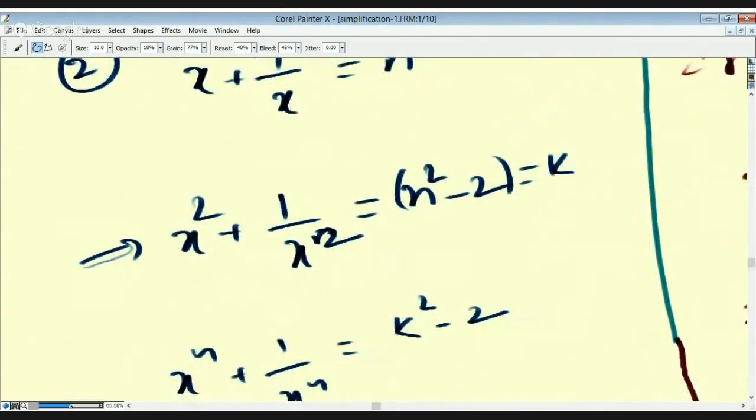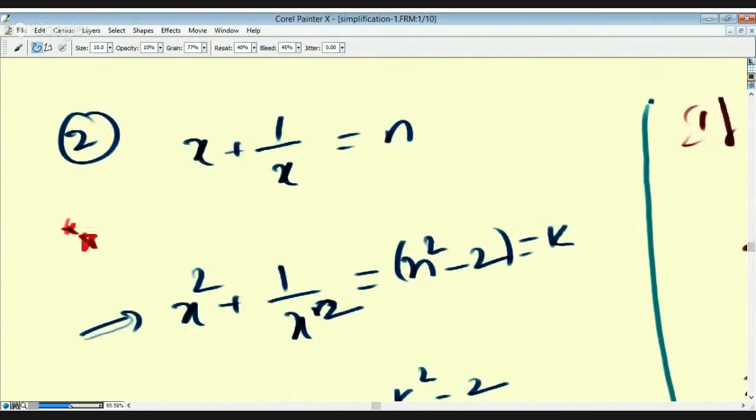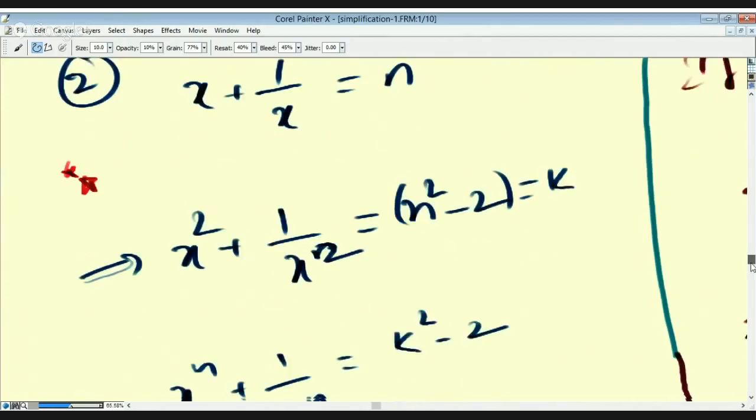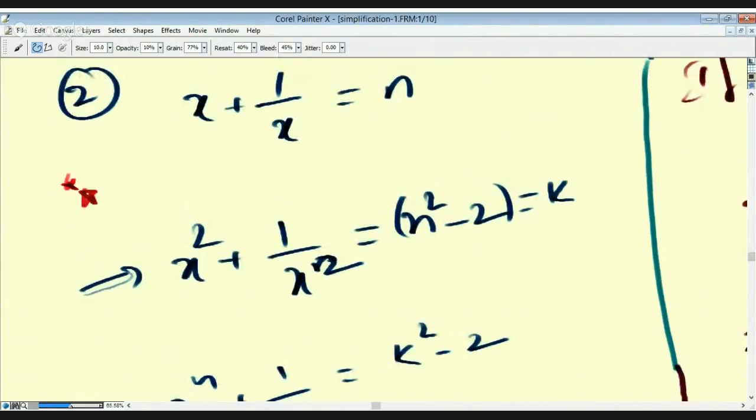Try to remember this logic so that it will save much of your time. Very important. When x plus 1 by x is equal to n, meaning a number and its reciprocal is equal to n, and you square it, then x square becomes square, and the denominator also becomes square, and obviously n will be square. So minus 2, it will become n square minus 2.